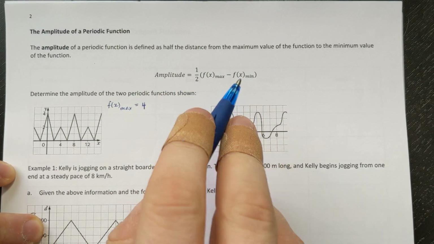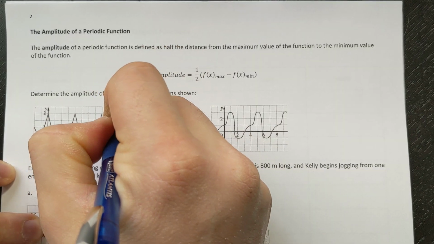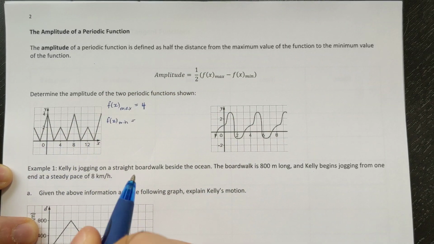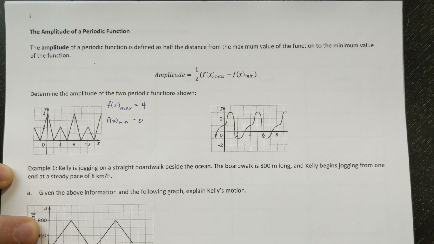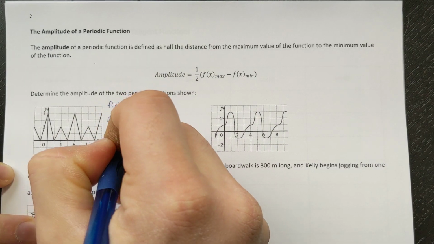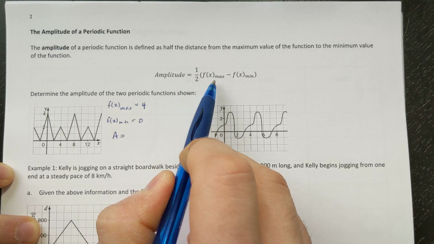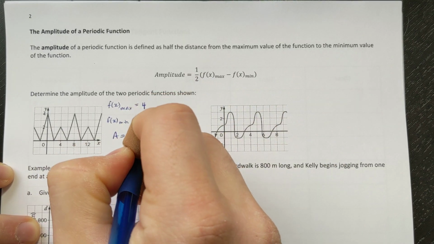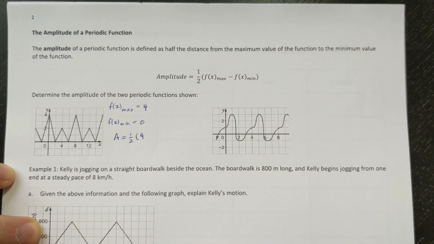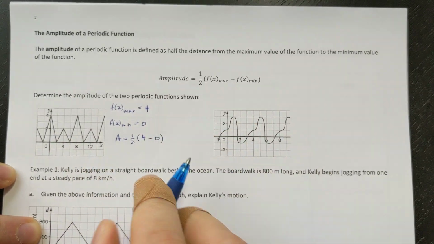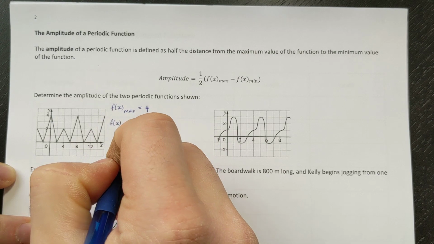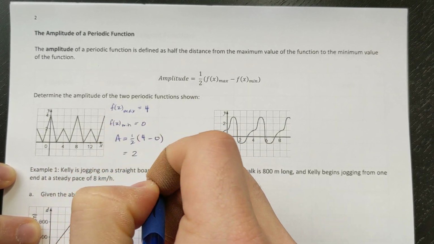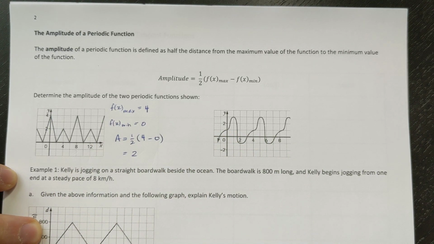Now I need to find the minimum value. The minimum value here is 0. So my amplitude is equal to half times the maximum value minus the minimum value. Maximum value is 4. Minimum value is 0. So this is half of 4, which is just 2. So the amplitude is 2.